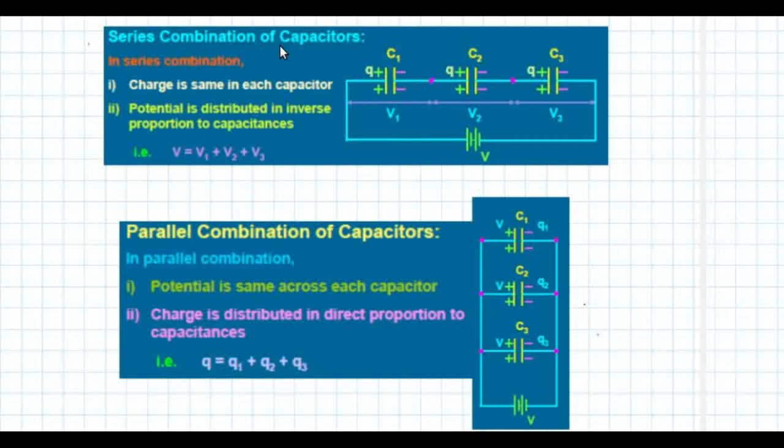For series combination of capacitors, charge is the same in each capacitor. That means Q, Q, Q. In all three cases it is Q, but the potential is distributed in inverse proportion to capacitances. That is V is equal to V1 plus V2 plus V3. In the case of parallel combination, potential is the same. That means V, V, V. In all the cases, it is V only, but charges will be distributed. So Q1, Q2 and Q3. So here charges are distributed, and here potential will be distributed. So this is how these are different.